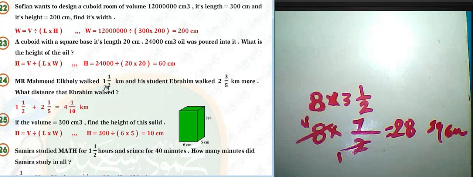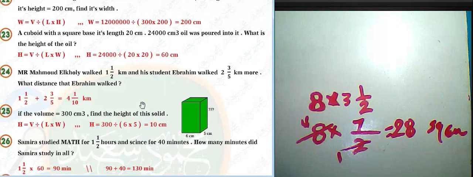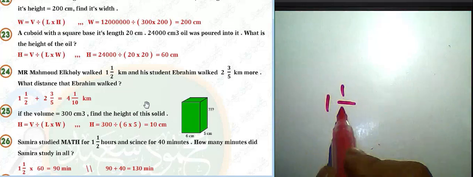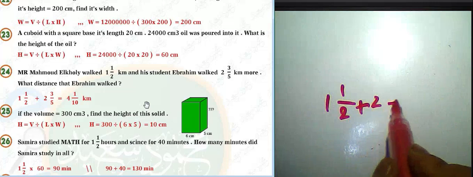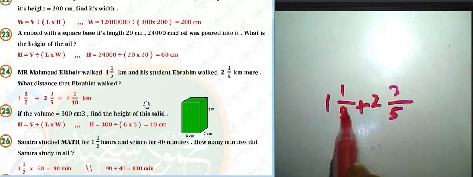Mr. Mahmoud walked 1.5 kilometers and his student Ibrahim walked 2 and 3 over 5 kilometers more. What is the distance Ibrahim walked? We can add them: 1 and 2 over 5, or 1.5 plus 2 and 3 over 5. We must add them. 1 and a half plus 2 and 3 over 5.